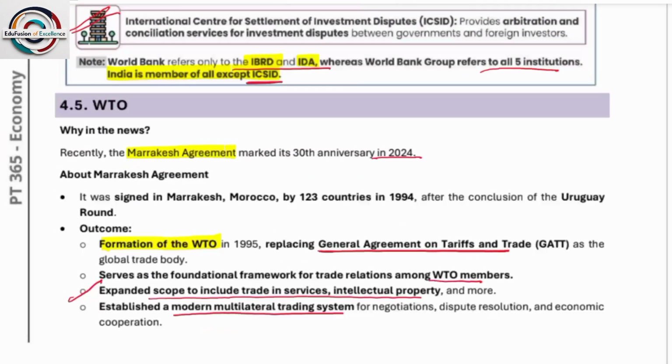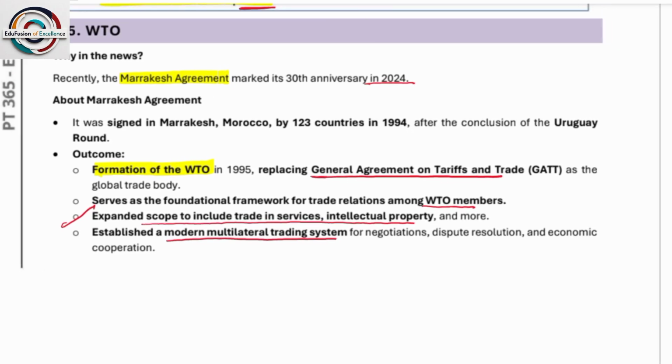Next is WTO, World Trade Organization. Recently, the Marrakesh Agreement marked its 30th anniversary in 2024. So, what is the Marrakesh Agreement? It was signed in Marrakesh, Morocco by 123 countries in 1994 after the conclusion of the Uruguay Round.